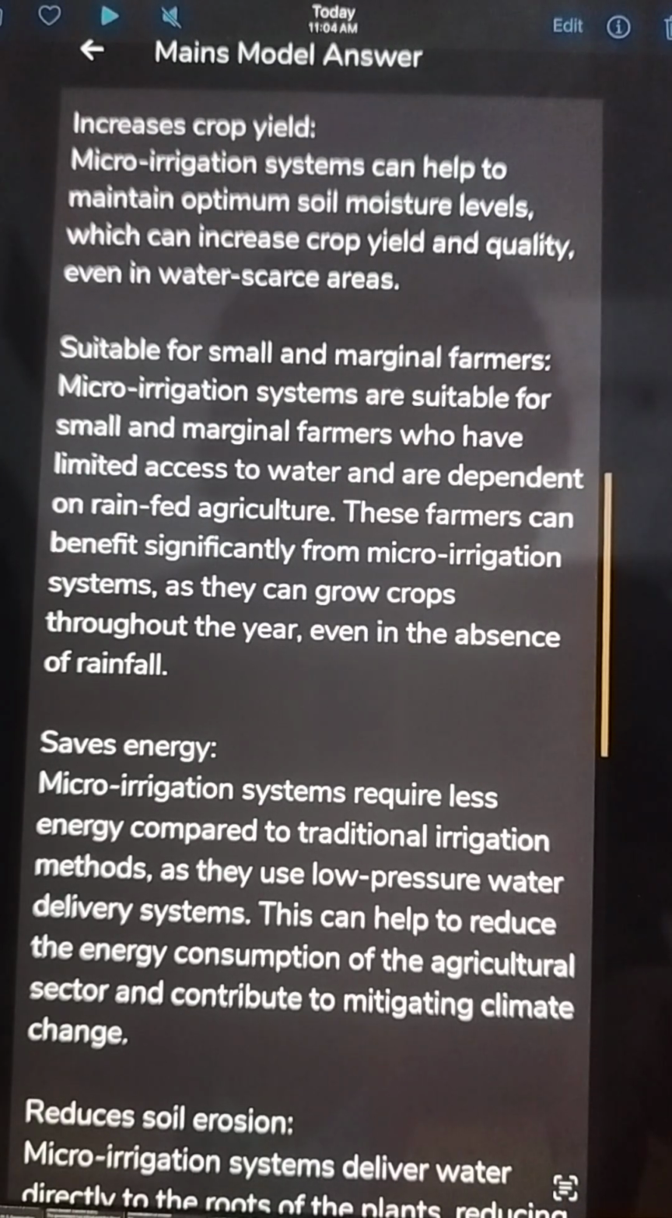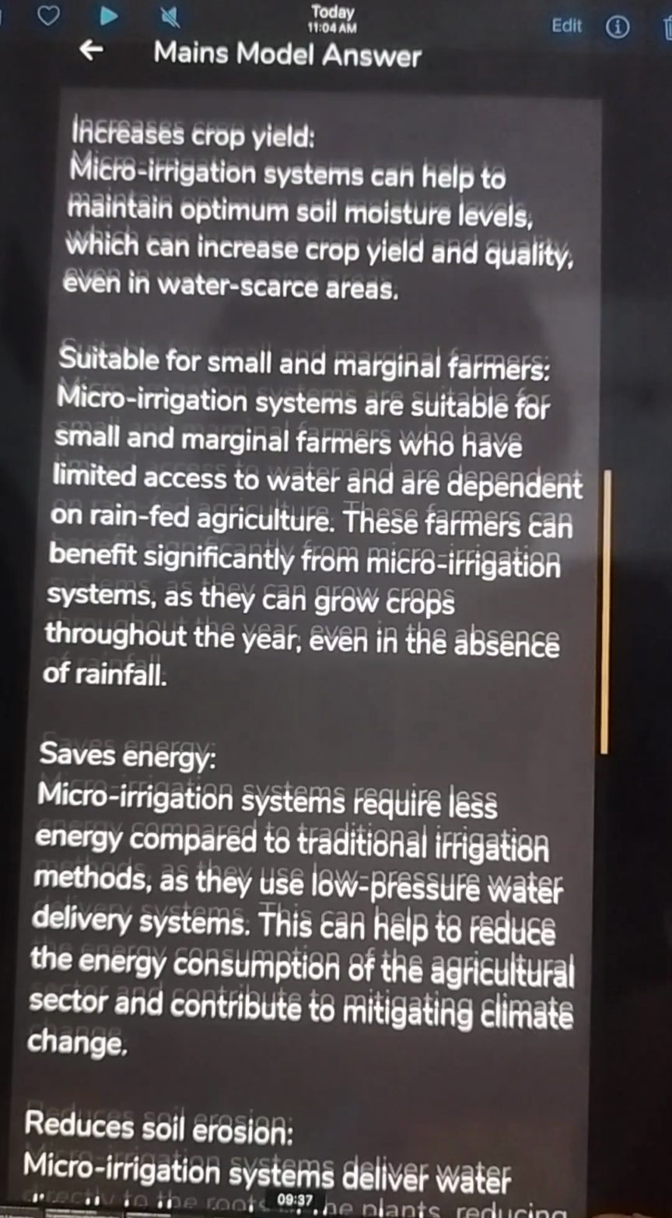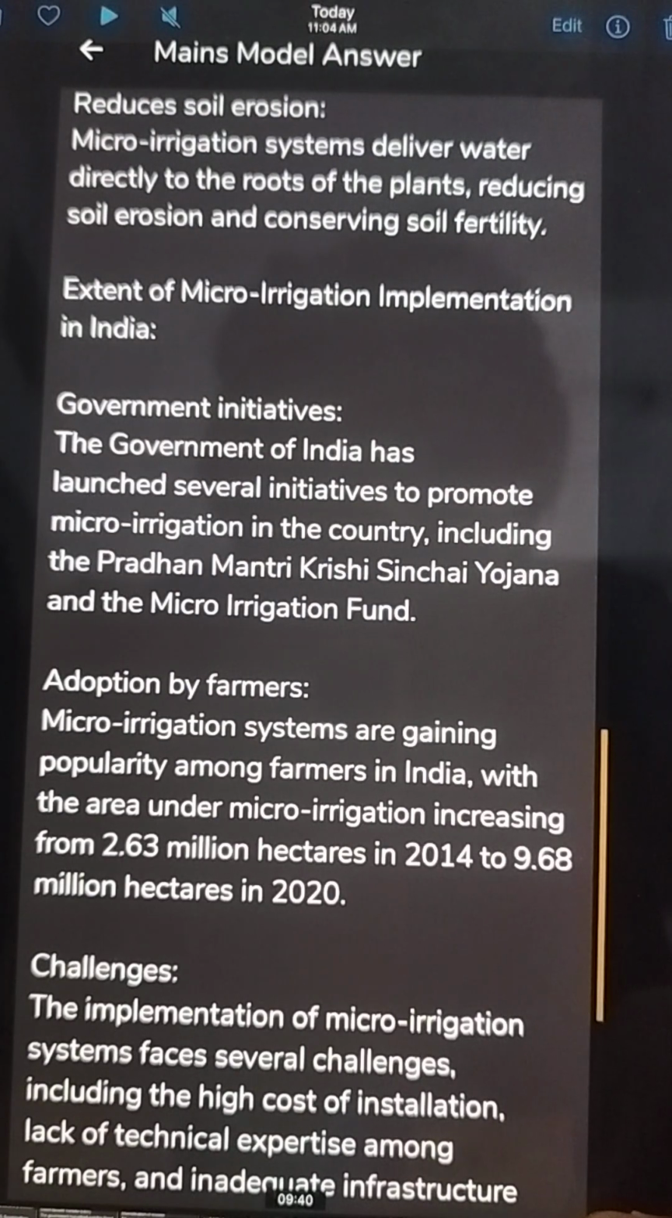Then comes saves energy. Micro irrigation systems require less energy compared to traditional irrigation methods as they use a low pressure water delivery system. This can help to reduce the energy consumption of the agriculture sector and contribute to mitigating climate change. Then comes reduces soil erosion. Micro irrigation systems deliver water directly to the roots of the plants, reducing soil erosion and conserving soil fertility.